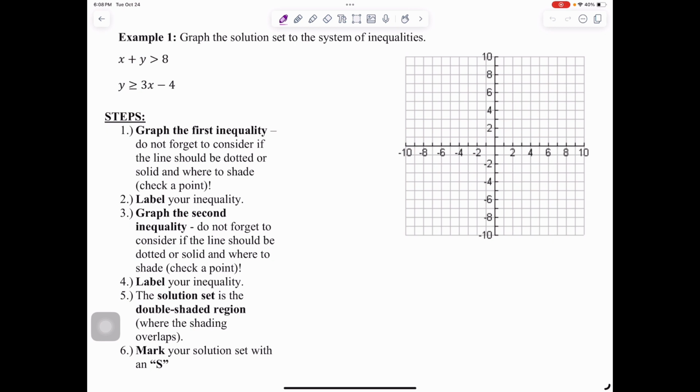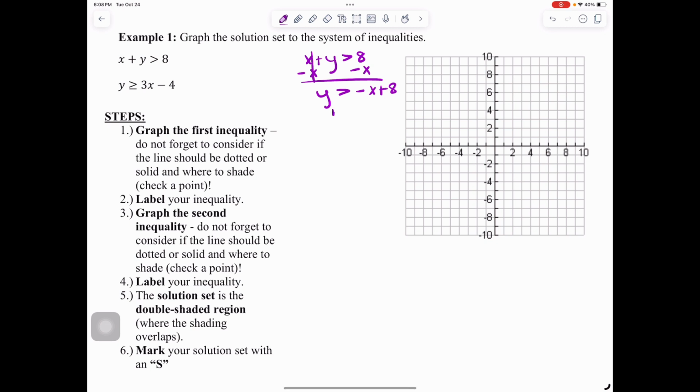So very similar to how we would graph a linear equation, we still want y equals mx plus b form, but there's a couple extra things to consider. So we're going to graph just the first inequality, which is x plus y is greater than 8. I want y to be alone on the left, so I'm going to subtract x from both sides, and I get y is greater than negative x plus 8. I'm going to put it in mx plus b form. I'm going to continue the way I would if it was an equation.